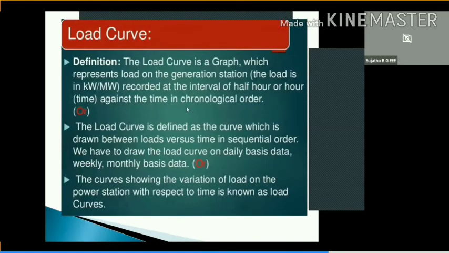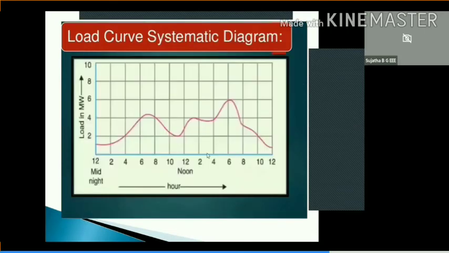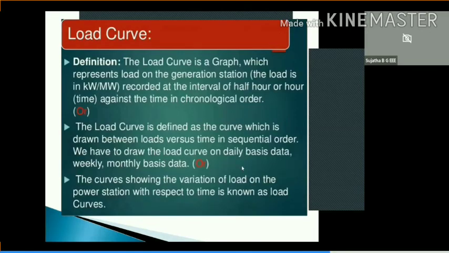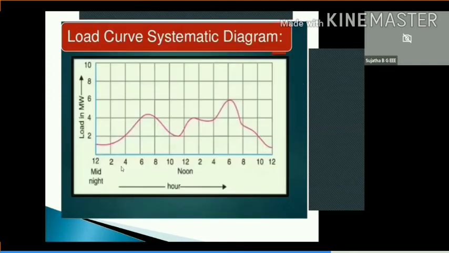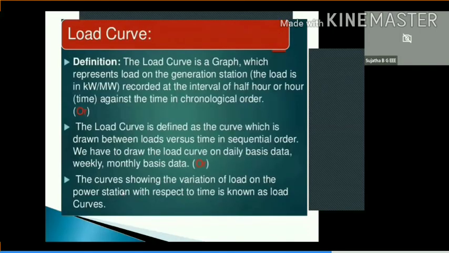This definition I have represented here. It is also defined as the curve which is drawn between load versus time in sequential order. See, here I have shown time for 2 hours, 2, 4, in sequence. We can draw the load curve on daily basis data, weekly, or monthly basis data. As I told, it can be on a daily, weekly or monthly basis. Here I have shown it for a daily basis. The other way of defining the load curve is the curve showing the variation of load on the power station with respect to time.